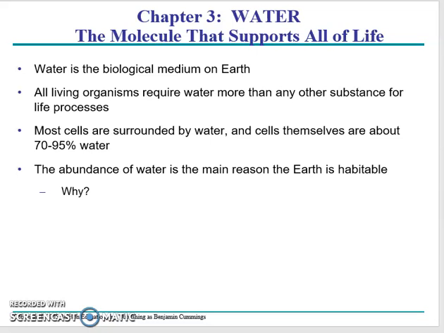So let's just jump into water, which I think is probably going to be a pretty quick discussion here. So, water is the biological medium on Earth. In other words, all living things, plants, animals, everything needs to have water either surrounding them, like organisms that live in the water, or within them, like we do, right? We kind of take our water with us in our circulatory system. So water is absolutely essential for life processes, chemical life processes.